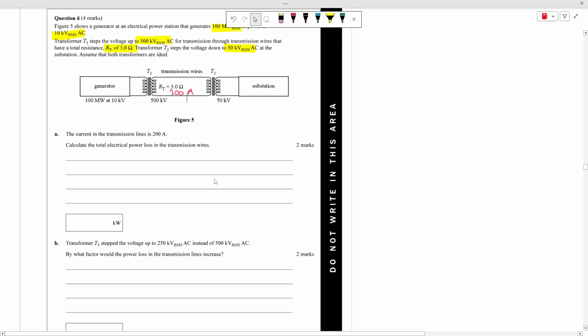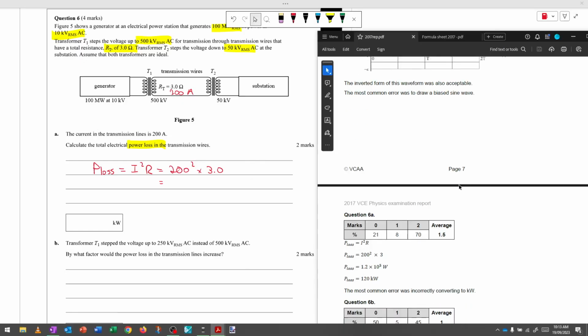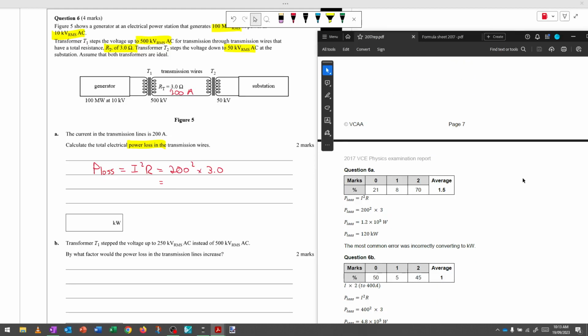Okay, so it's just asking for power loss. Okay, power loss formula is I squared times R. We know I is 200. We know the total resistance, that's up there in the question here. That's 3 ohms. 200 squared times 3. Can't be bothered thinking. Let's look at the answer. There we go. 1.2 times 10 to the 5 watts.